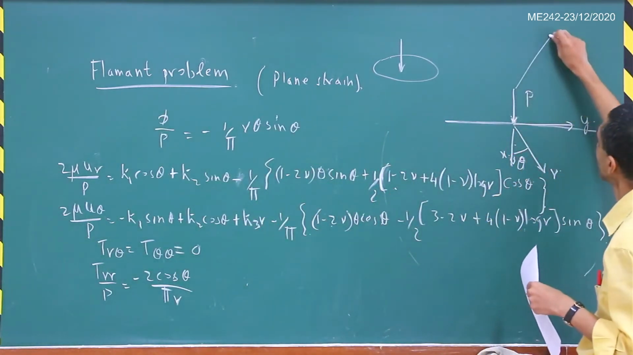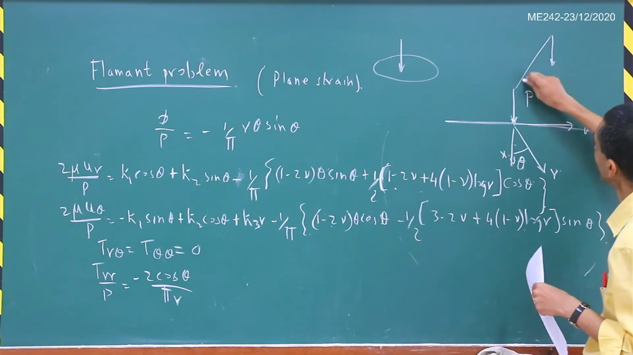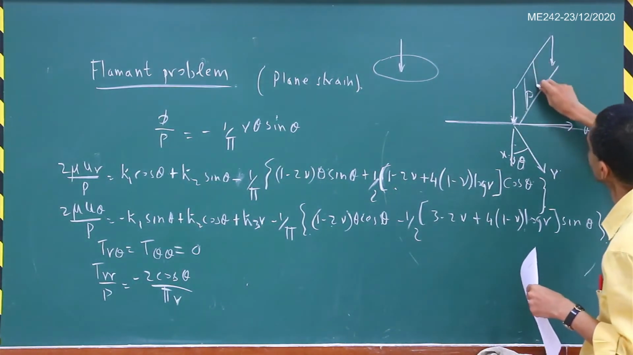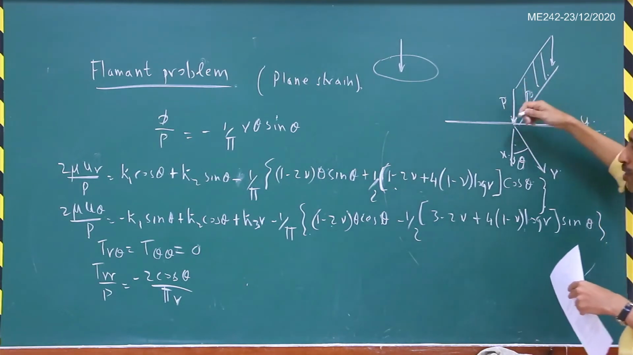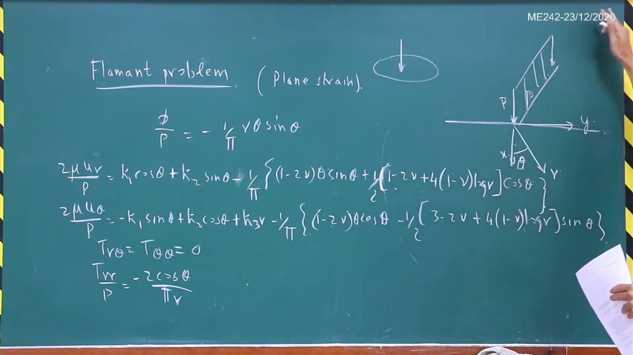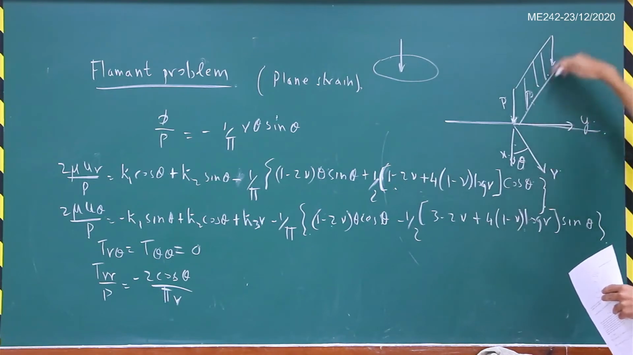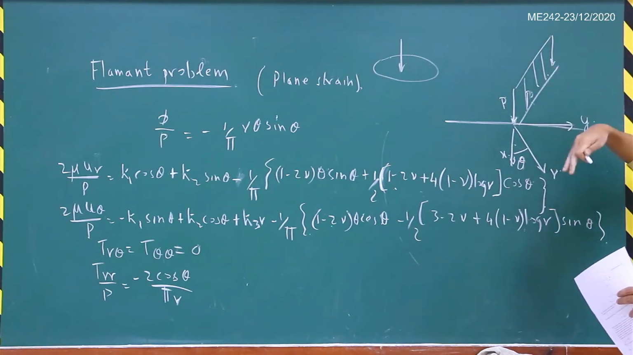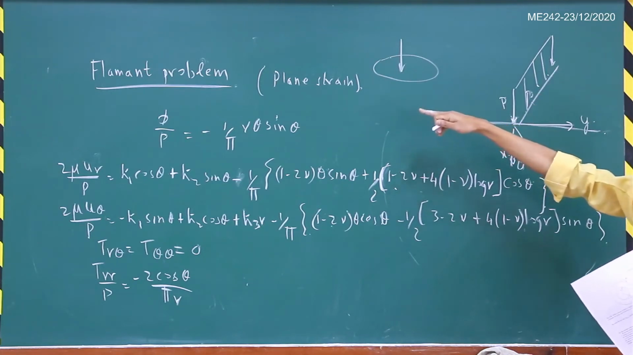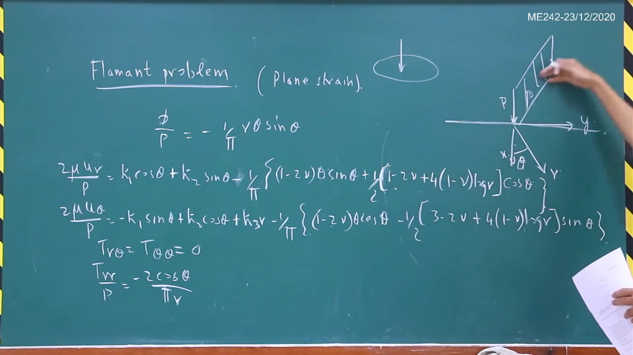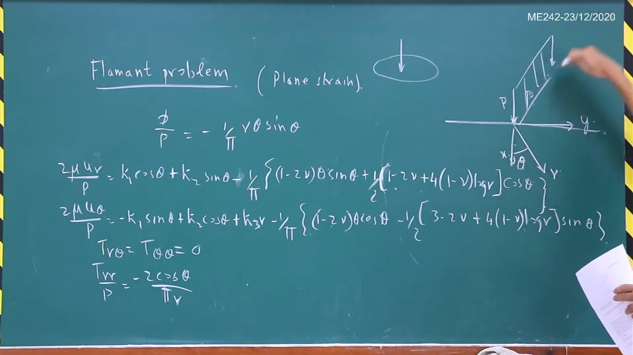So maybe I should have given this picture earlier. This is actually not a point load, although it looks like a point load when you take a cross section. Actually, this is a line load. It extends to infinity because the domain extends to infinity, since we are taking a plane strain case. The domain extends to infinity, and so this is like a line load that extends to infinity.